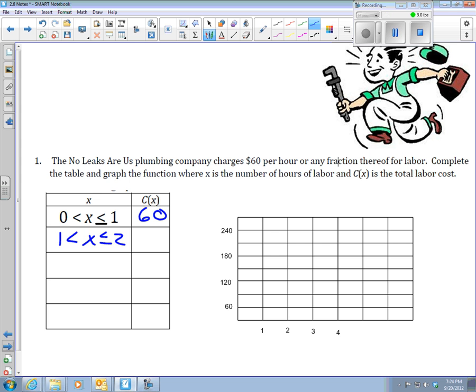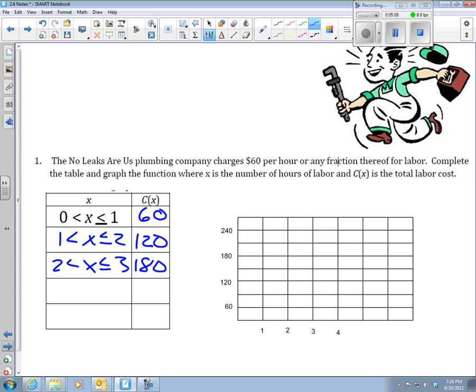It's less than or equal to 2. If it goes above 2, then we jump up into the 3-hour category. Between 1 and 2 hours, that's going to be $120. Between 2 and 3 hours, let's say it's 2 1/4 hours or 2 3/4 hours, doesn't matter. It's still going to be 180 bucks.